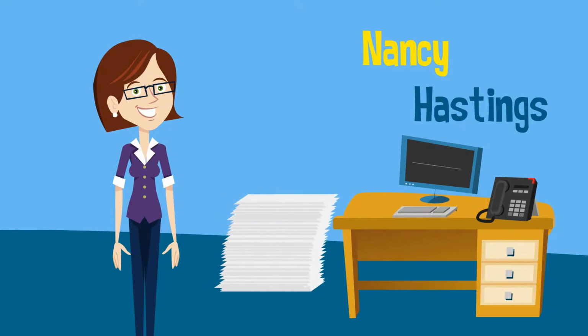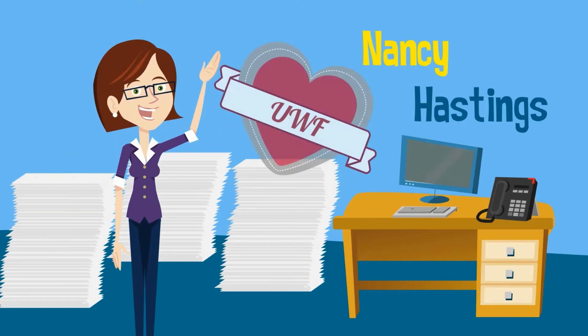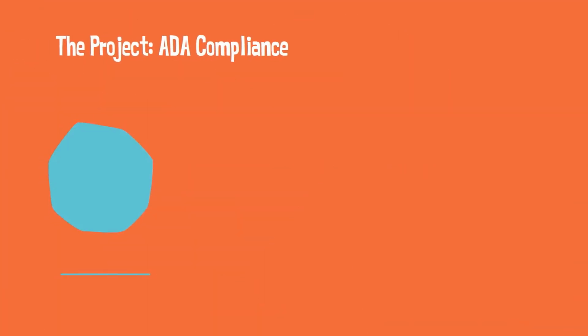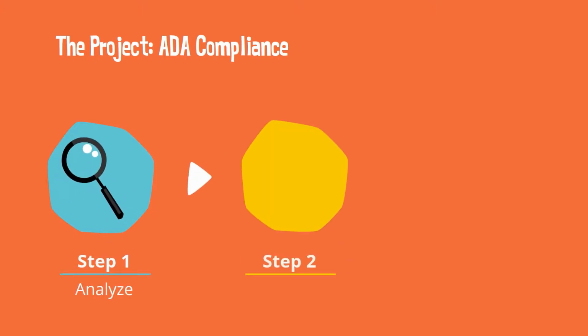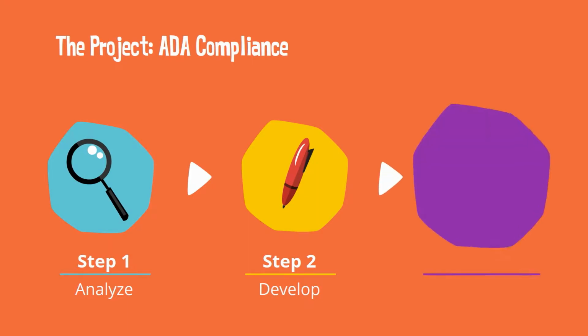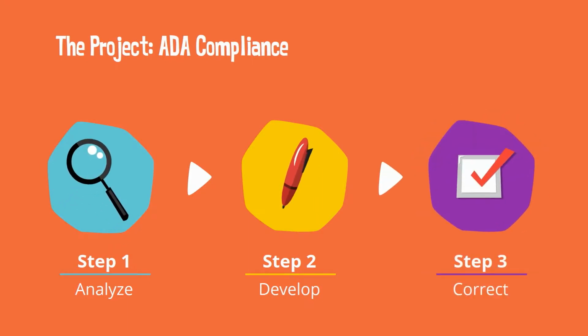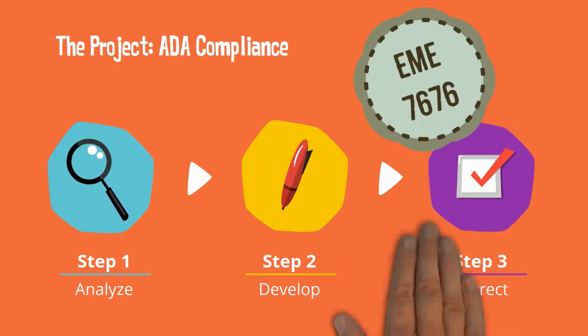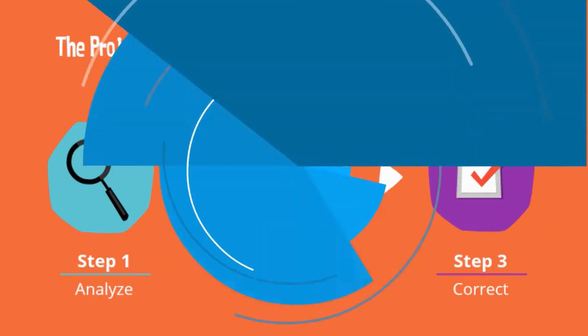My client for this project was Dr. Nancy Hastings, an assistant dean, chair, and associate professor here at UWF. The project was to analyze one of Dr. Hastings' courses for ADA compliance issues, develop a correction plan, and then correct the issues. I chose to work on EME 7676 as it was a course that I had taken and particularly enjoyed.